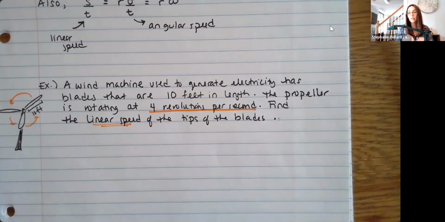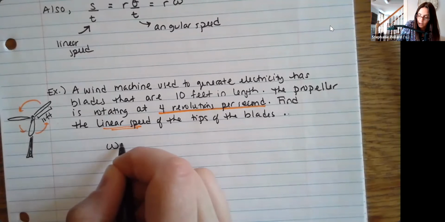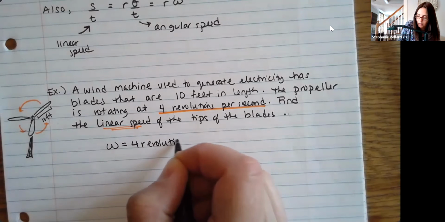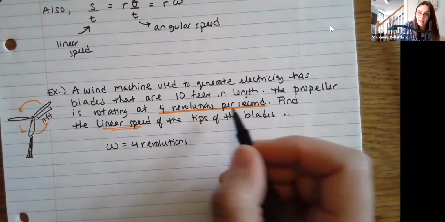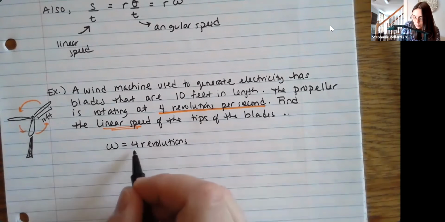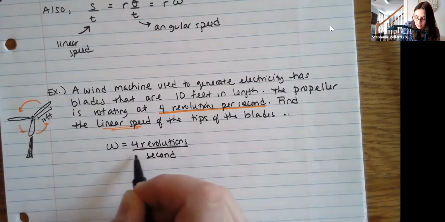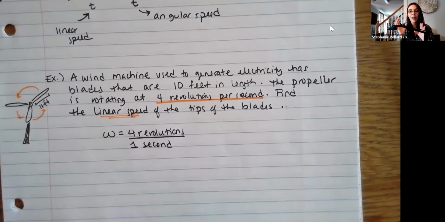Now, if you know the revolutions per second, you actually know the angular speed. So we know that omega is 4 revolutions, and that's per second. So a lot of times, this word per means division. So 4 revolutions per second, and if it's per second, it's per 1 second. So we'll often set this up as a ratio. Now, everything has to be in radians though, so I can't really work with this yet, so I need to change this over to radians.